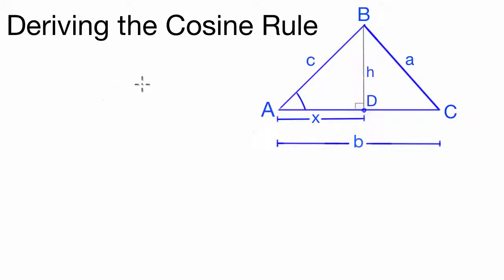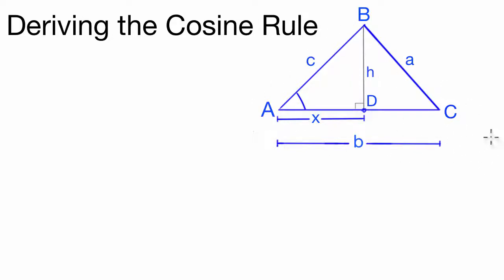G'day guys, today I'm going to do probably one of many derivations of the cosine rule. The cosine rule is good for finding sides or angles on non-right angled triangles when we are given either three sides and we're looking for an angle, or we're given two sides and an angle and we're looking for another side on the triangle. So let's have a look at this particular triangle here, ABC.